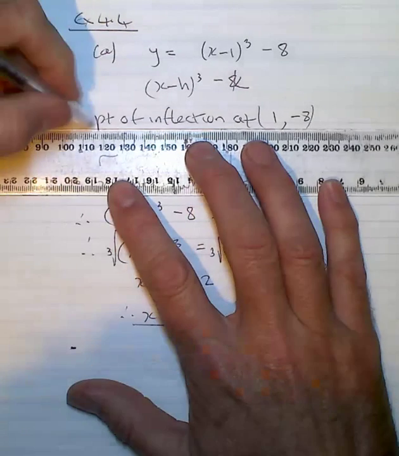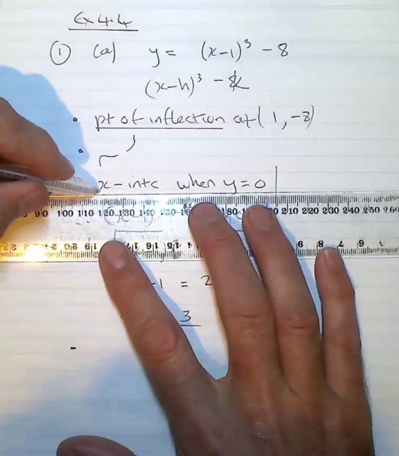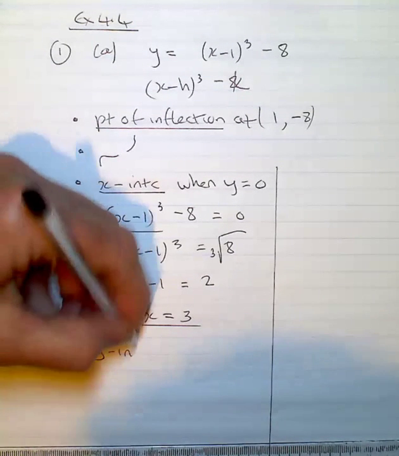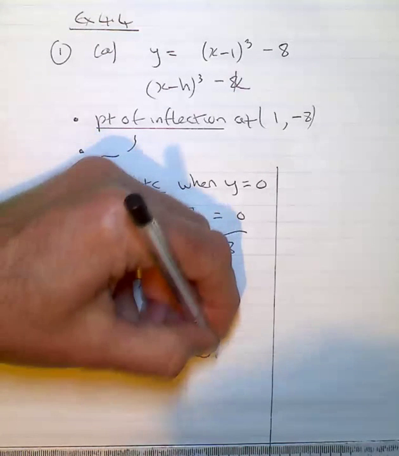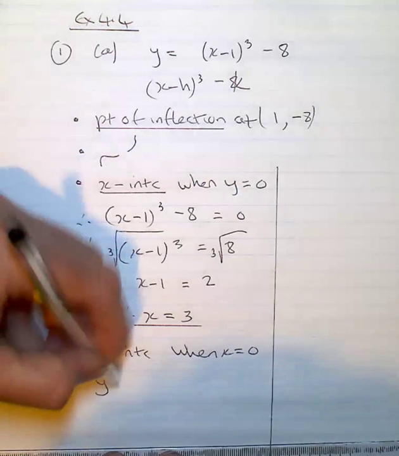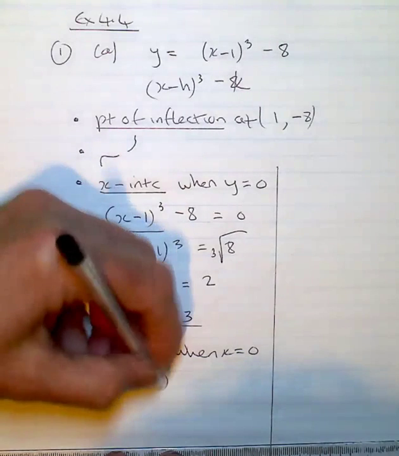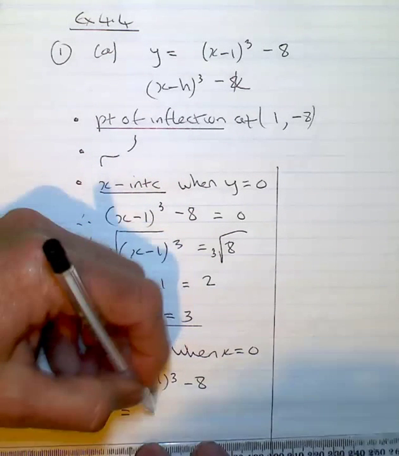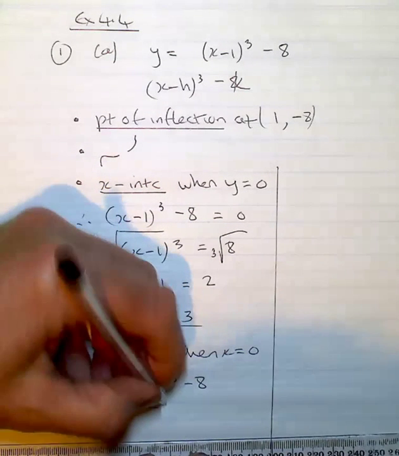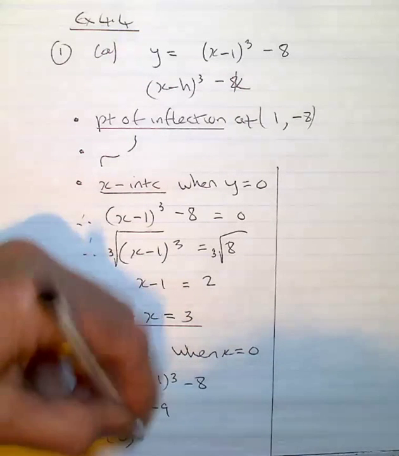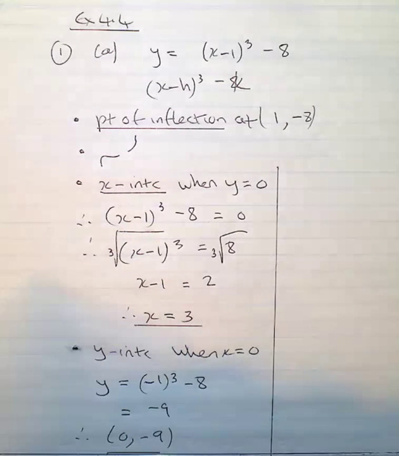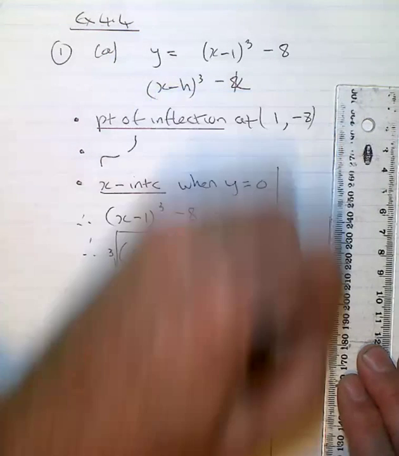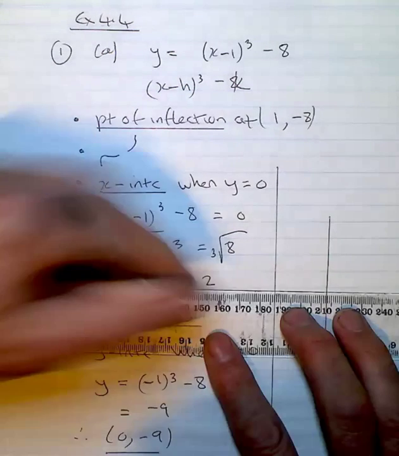The point of inflection, as the equation was given like that, and the x-intercept, I now need the y-intercept, which occurs when x is equal to 0. Now when x is 0, that's (-1) cubed minus 8, which is -1 take 8, or -9, so (0, -9). I've now got evidence in order to be able to produce the graph of this function.